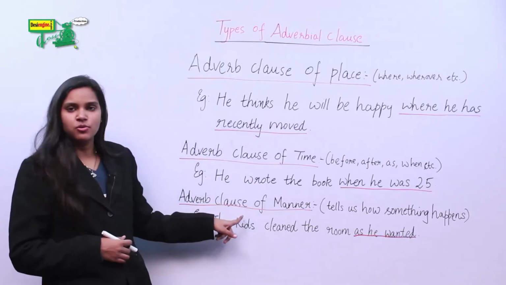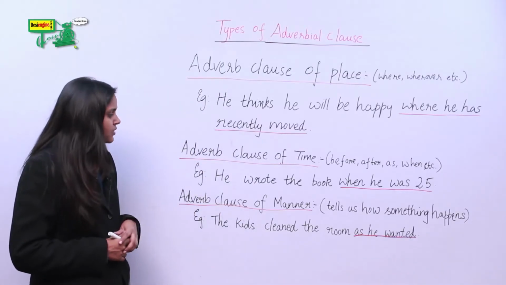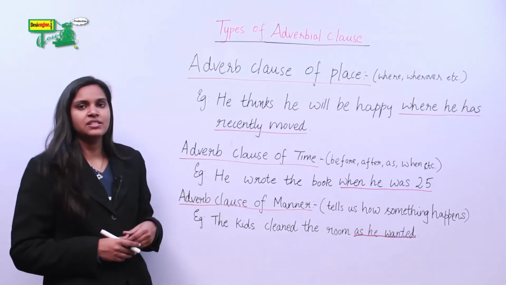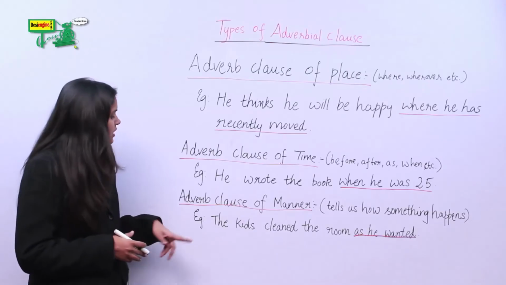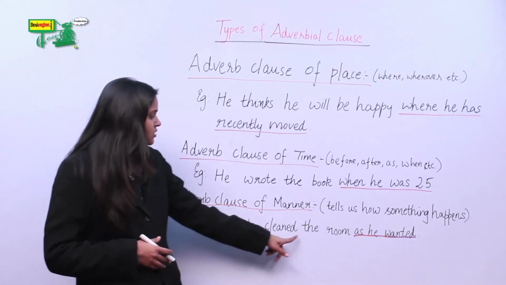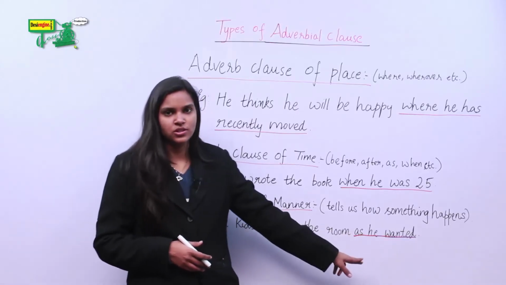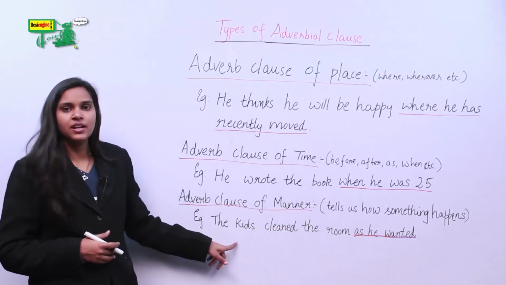Let's do adverb clause of manner now. Adverb clause of manner tells us how something happens. Like the kids cleaned the room as he wanted. How did the kids clean the room?